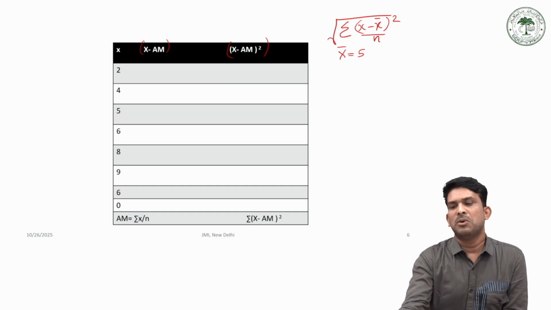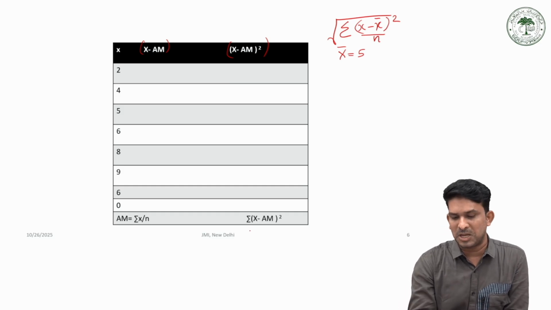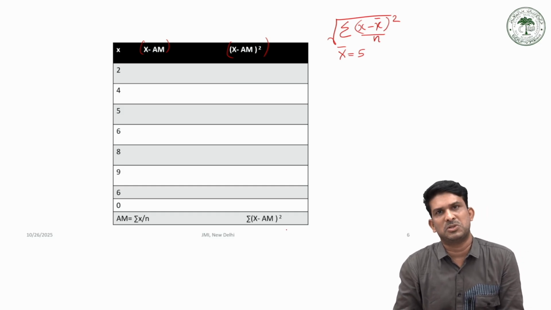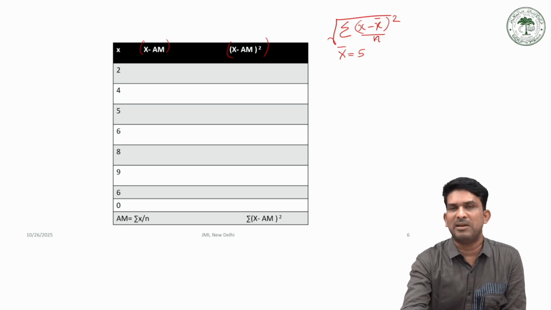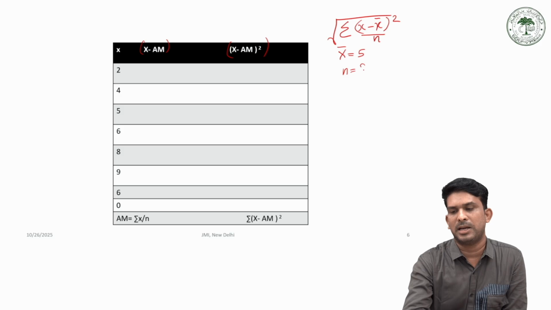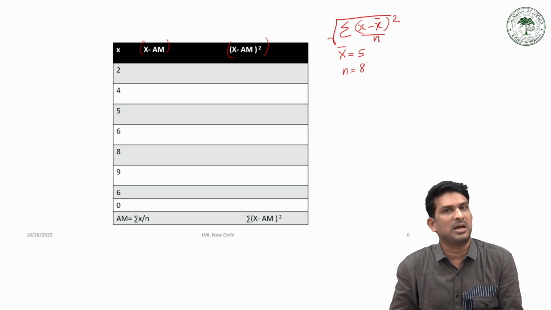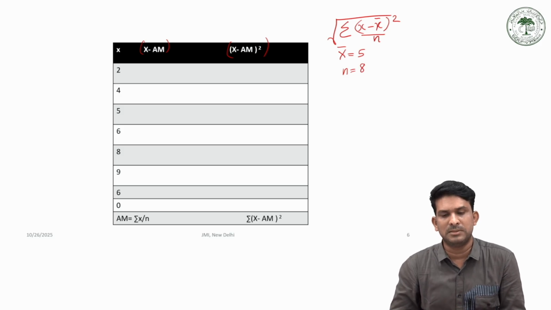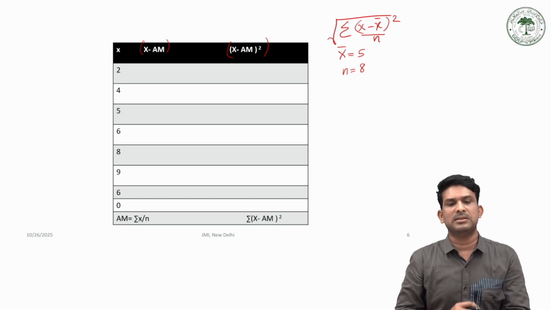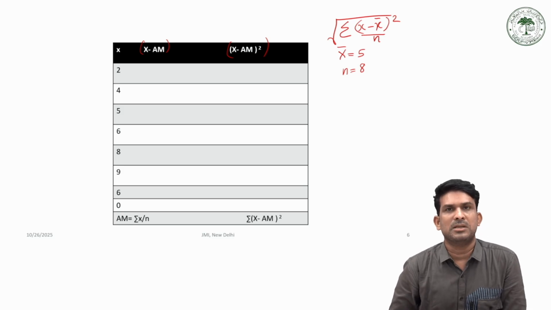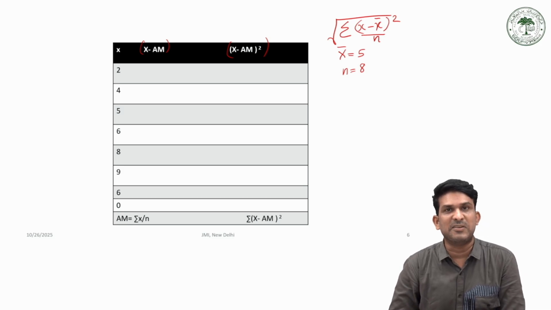Then what do I do? I will go for sigma of x minus x bar the whole square. After that, I will divide it by the number. What is the number? N is 8, right? N is 8, x bar is 5. We got everything, right? Now let me write the equation by filling in each and every segment.